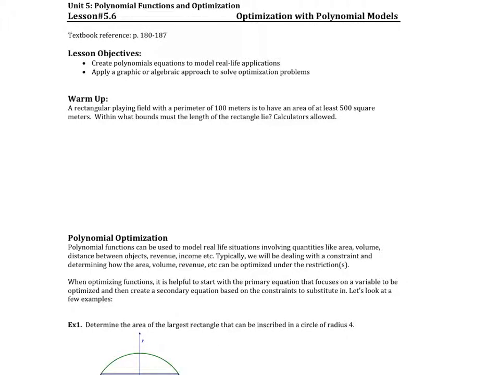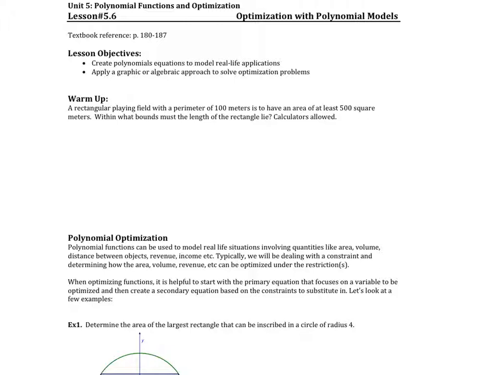Okay, we are on lesson 6 of unit 5. People who were gone for IASIS might need to watch this video later. It's a little tricky, so if you have questions, you should definitely go see your math teacher and ask them for extra help.